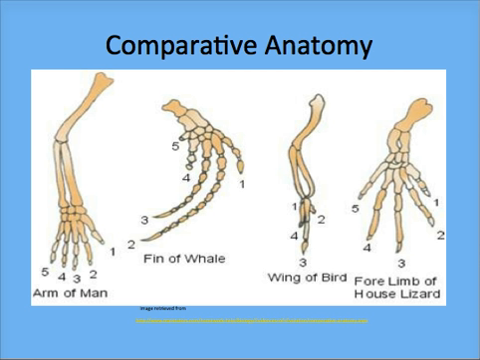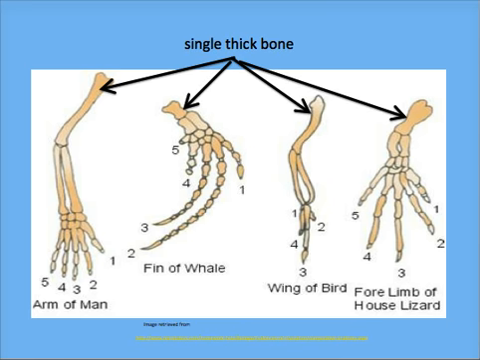When scientists compare the anatomy of different organisms, we call it comparative anatomy. When there are many anatomical similarities, the scientists conclude that the organisms are closely related. This image depicts the forelimb of 4 currently living animals: the arm of a man, the fin of a whale, wing of a bird, and the forelimb of a house lizard. Although each limb is used differently, grasping, swimming, flying, or climbing, the basic bone structure is similar.